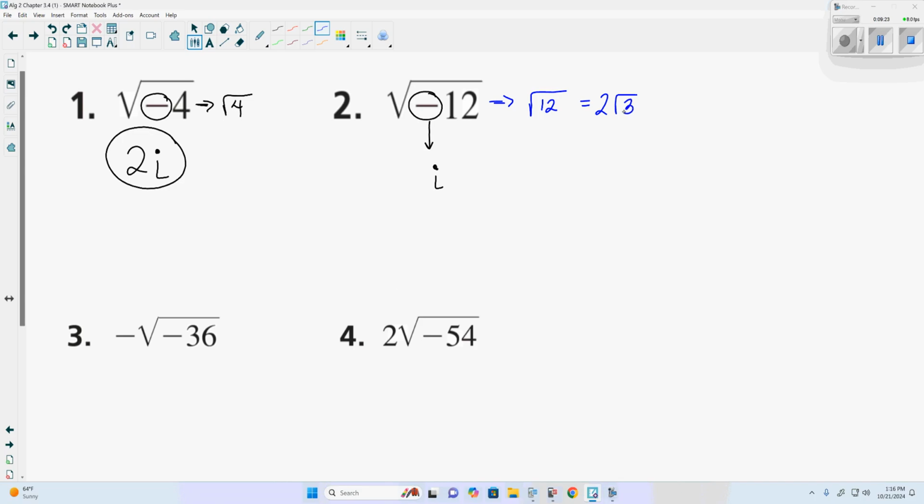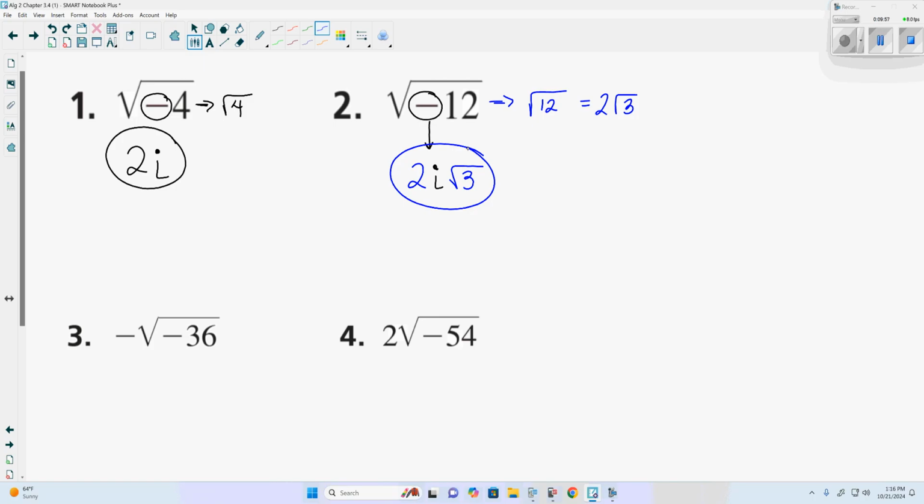What can we say about the square root of negative 12? It would be what? 2i square root of 3. Because that negative with the 12 is going to come out as i, and then the square root of 12 is 2 square root of 3. So we get 2i square root of 3. Questions on how we put that together? We good with these two here? We're ready for the next one.